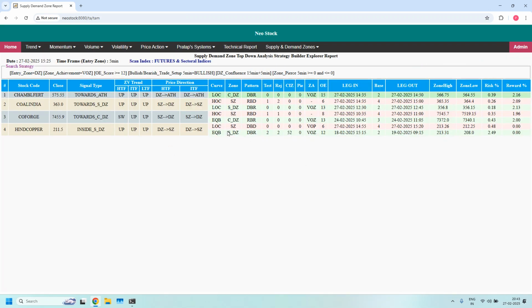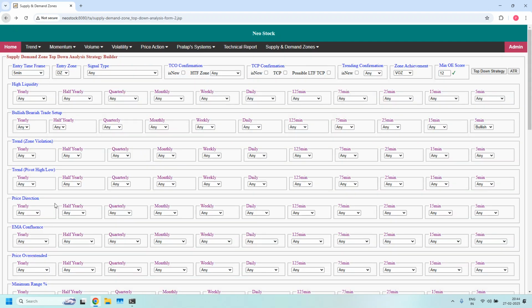In these 4 stocks, these 5 minutes demand zones are overlapped with 15 minutes demand zones. And 15 minutes trend is up in all these stocks, ITF trend. If any of these 15 minutes demand zones are having daily EMA, probably those stocks might be even having more high probability to get success. Let's verify. In the EMA confluence, at 15 minutes time frame, I'm checking 15 minutes demand zone having daily EMA confluence.